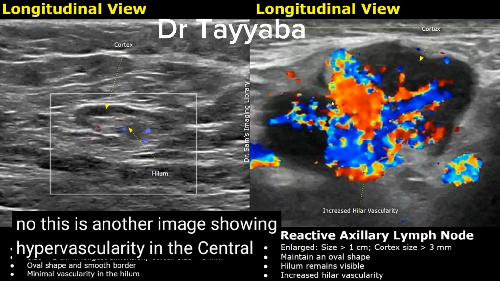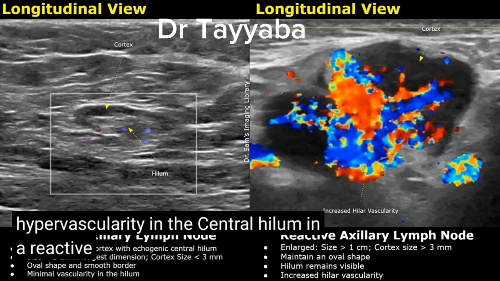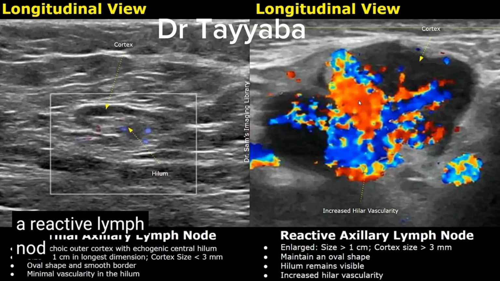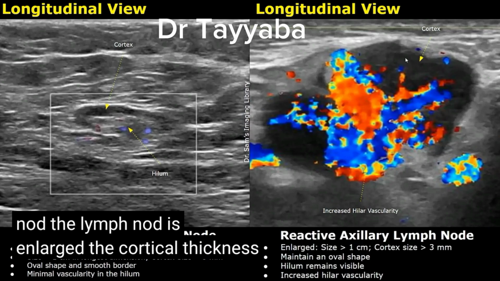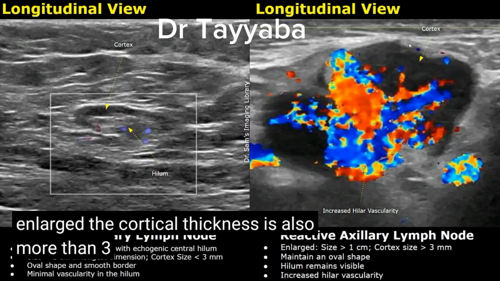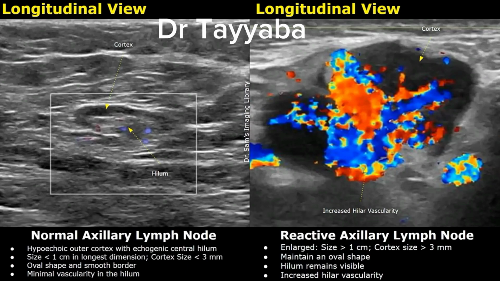This is another image showing hypervascularity in the central hilum of a reactive lymph node. The lymph node is enlarged. The cortical thickness is also more than 3 millimeters.